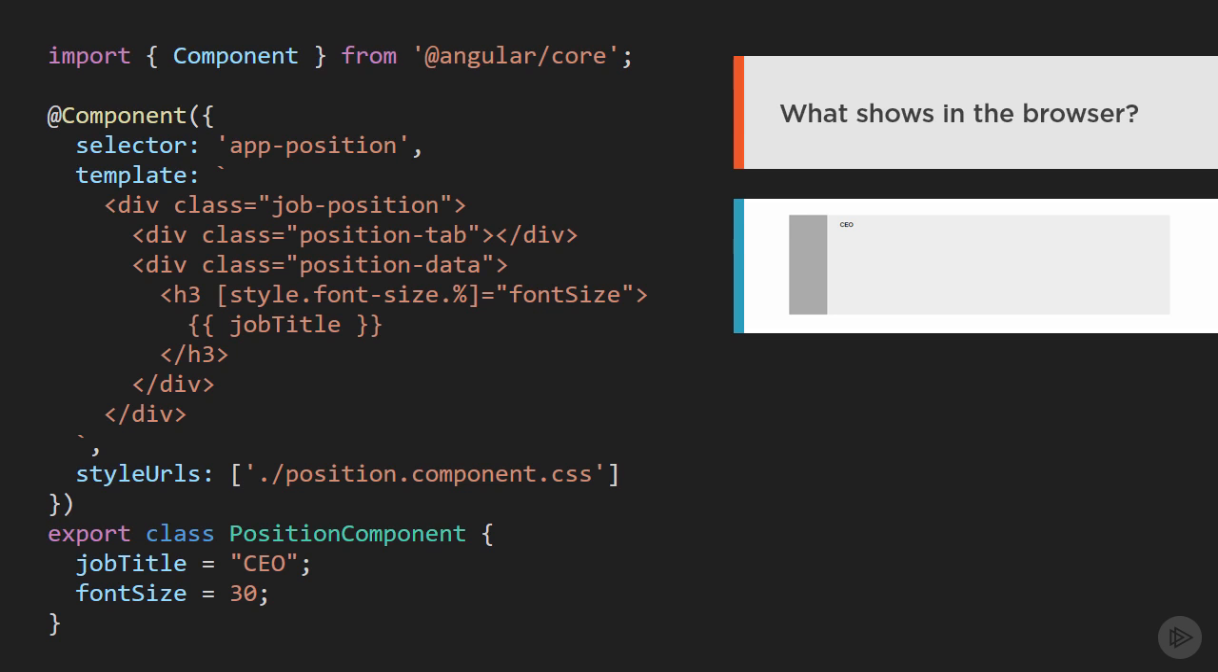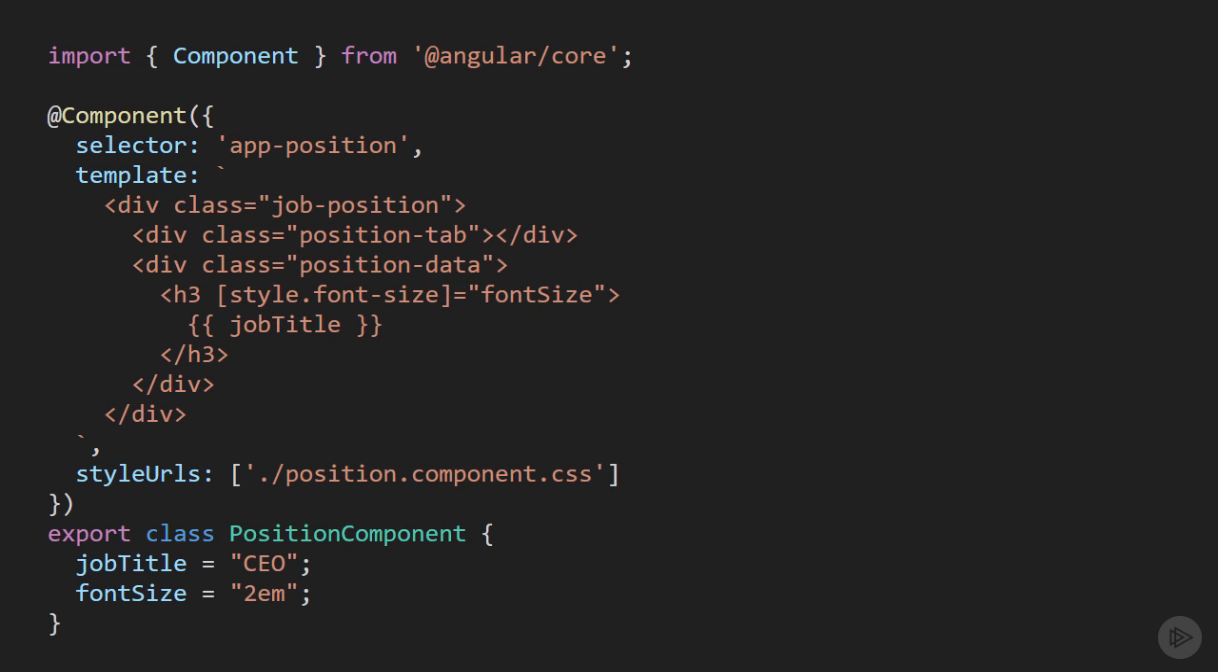The point I'm trying to make is that you really need to be careful with your units on some of these CSS properties. Things can go wrong if you're working with the wrong unit. But we can specify the unit right here in our binding. Here we're going to bind to style.font-size, and we're not specifying a unit.